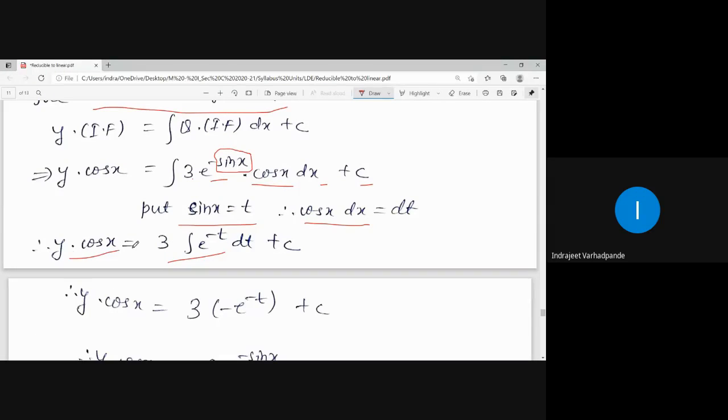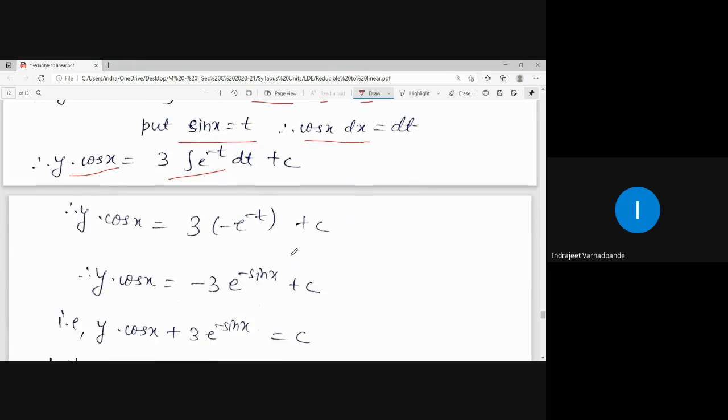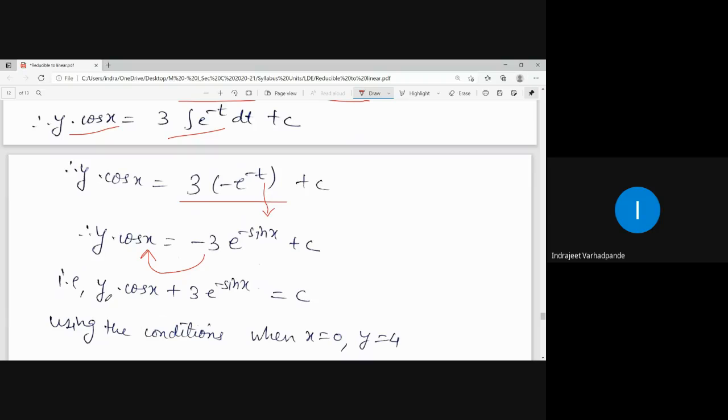So y into cos x is equal to 3 into integral e to the power minus t dt plus c. And integration of e to the power minus t is minus e to the power minus t. So y into cos x is equal to minus 3 e to the power minus t plus c. Replace the value of t as sin x, so it becomes minus 3 into e to the power minus sin x plus c. Add this on the left hand side. So I am remaining with the term y into cos x plus 3 into e to the power minus sin x is equal to c.